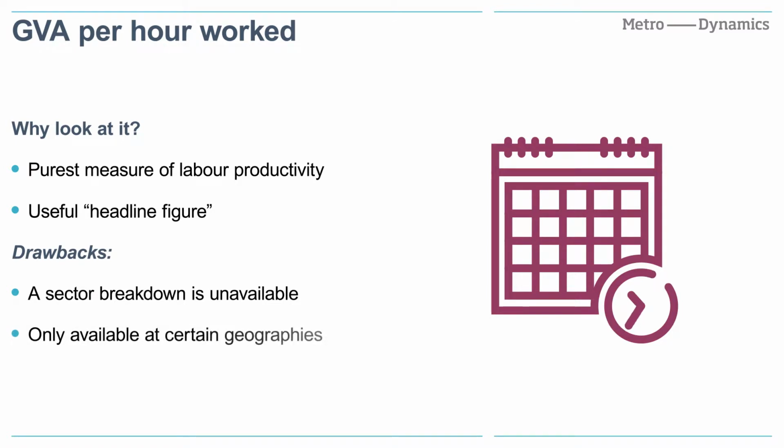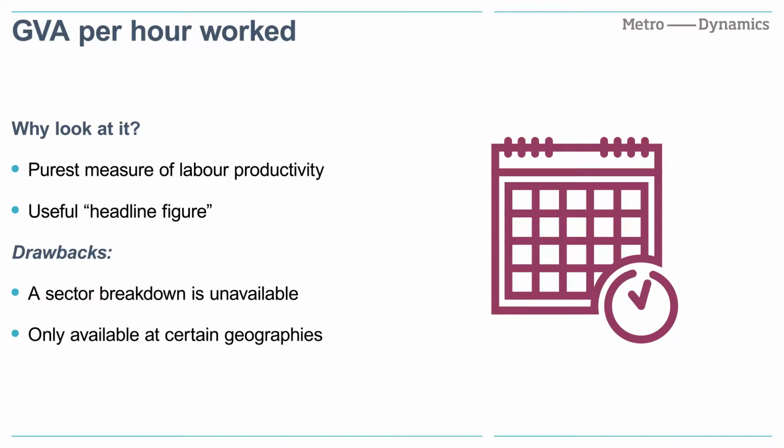Second, GVA per hour worked data is not available at some lower level geographies. It's available for the UK and its constituent nations, for English regions and local enterprise partnerships, and for all statistical regions down to the NUTS 3 level. This means GVA per hour worked might not be available at the local authority level, county or district, unless the local authority corresponds to an NUTS 3 statistical region.